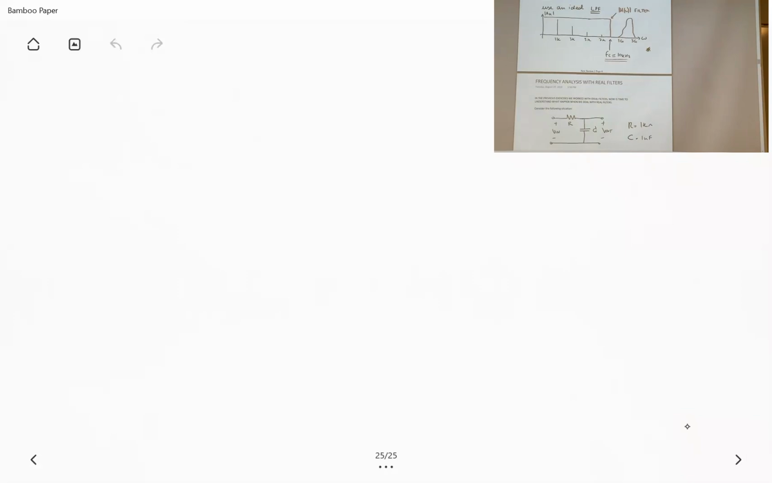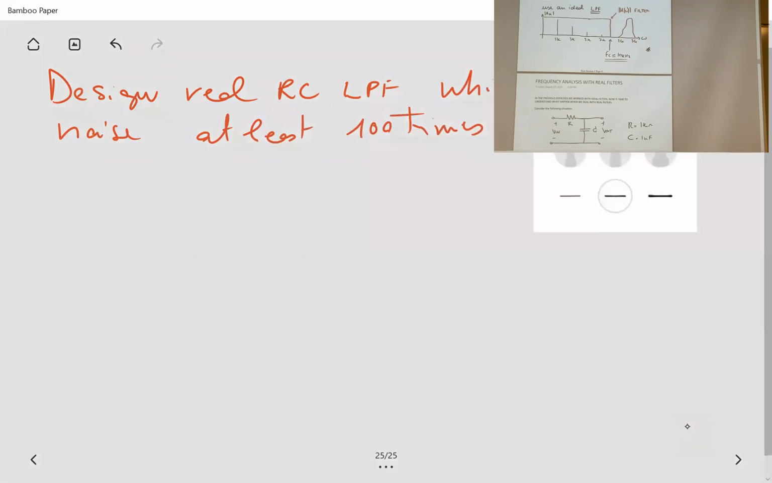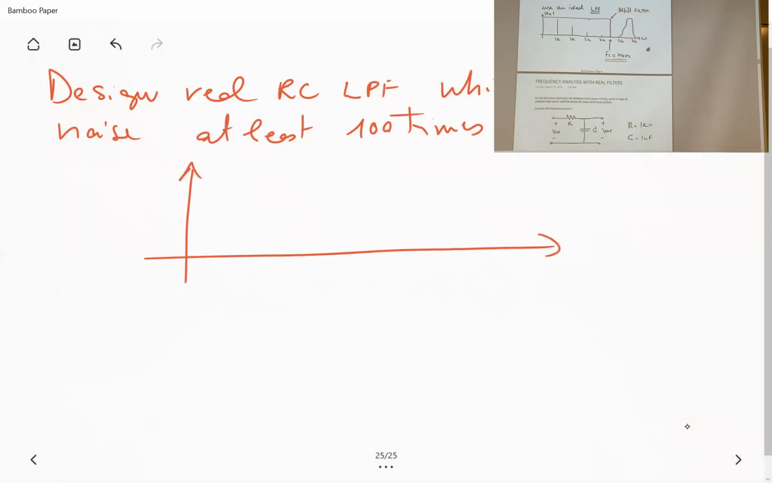So think a little. Someone says here 100 kHz. So again, let me write on Zoom also. Design a real RC low pass filter which attenuates the noise at least 100 times. And I also draw again the plot of the spectrum so you remember the problem that we did before. This one was the original problem.